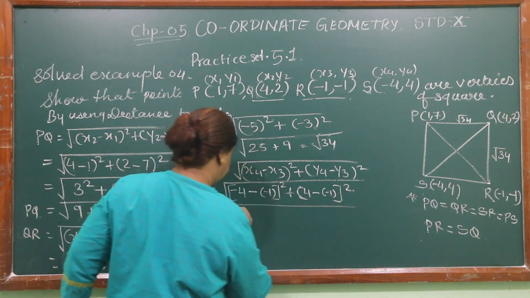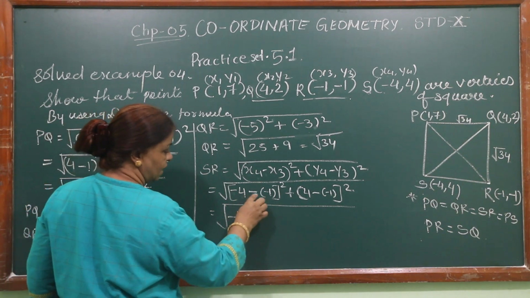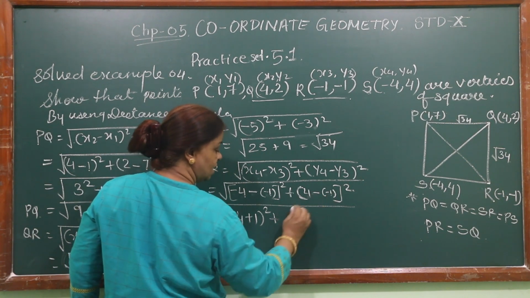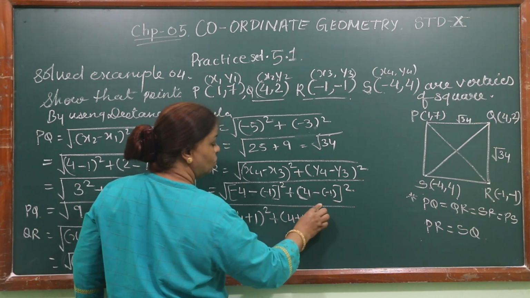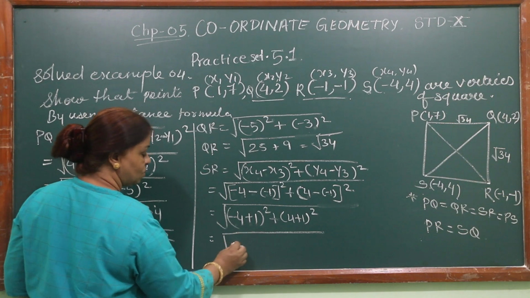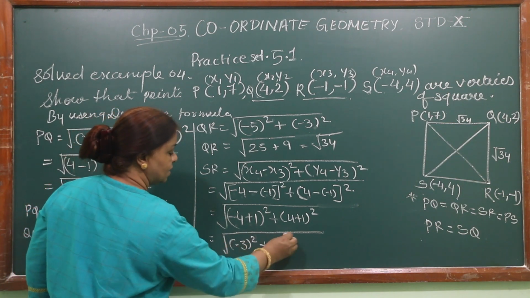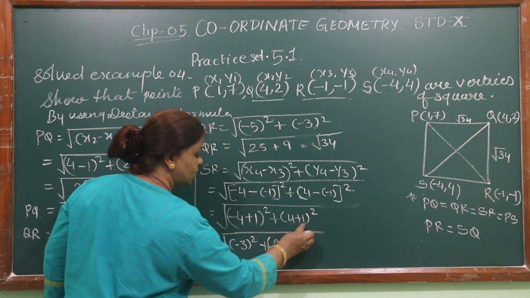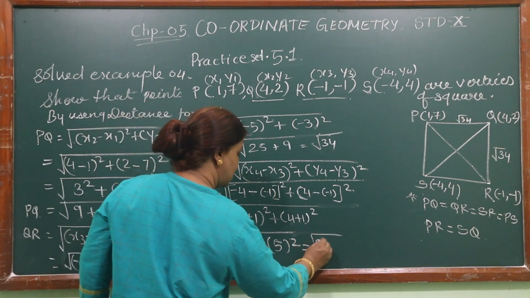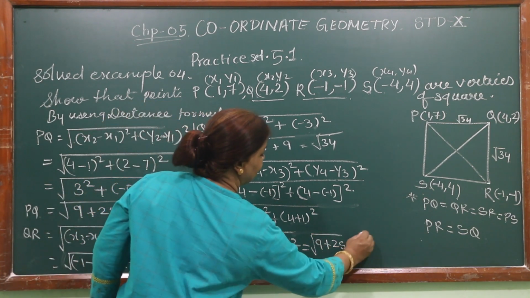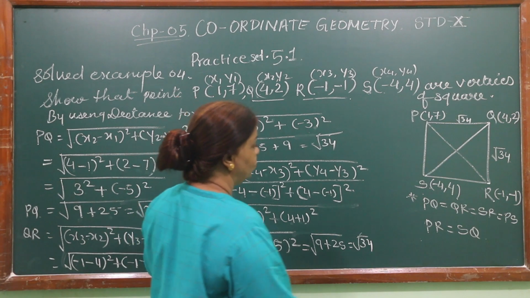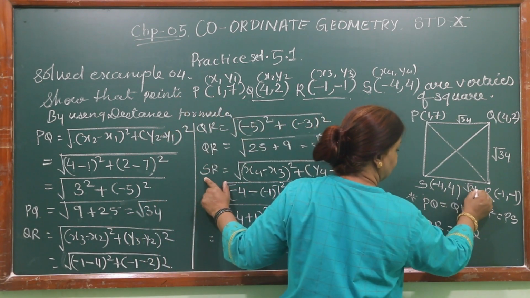What are we getting? Minus 4 minus minus 1, which is minus 4 plus 1, is minus 3, the whole square, plus 4 minus minus 1, which becomes 4 plus 1, is 5, the whole square. Which is equal to 9 plus 25, and we are again getting under root 34. So SR also we got under root 34. I am writing here in the diagram.